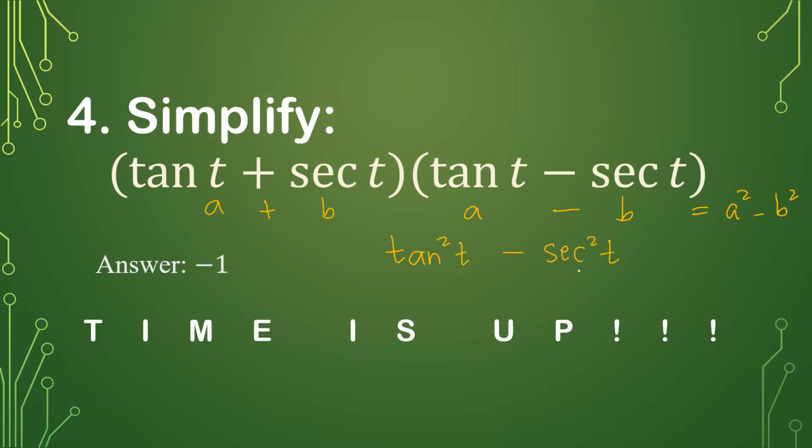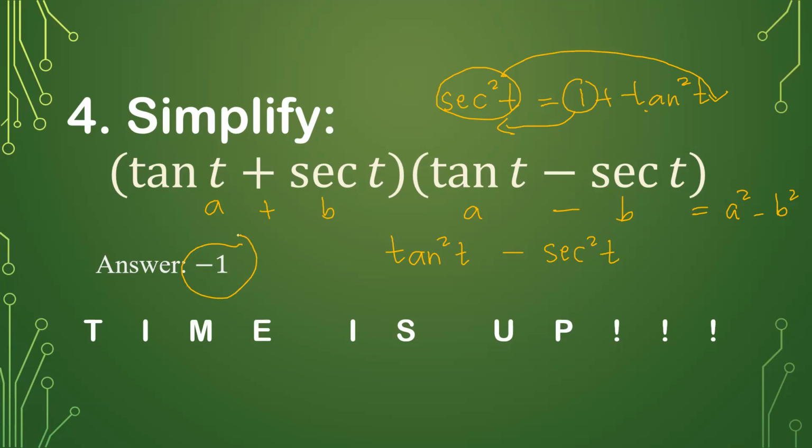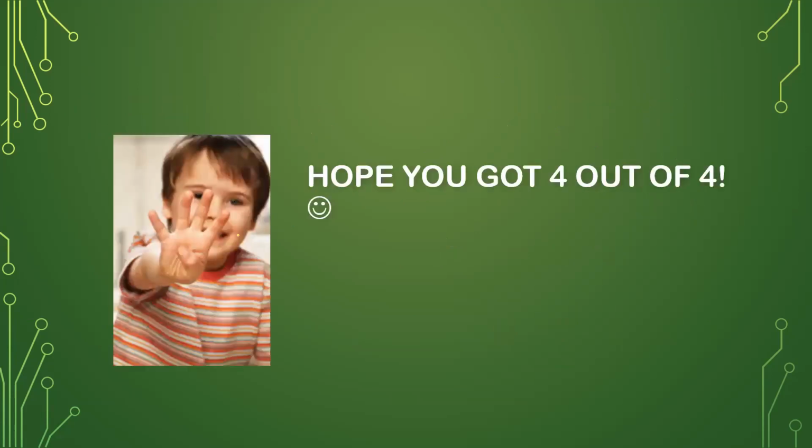O di ba sa identity natin, what is yung secant squared t is equal to 1 plus tangent squared t. Ayan, so ang gusto natin yung tangent squared minus secant squared t. So si 1, lilipat sa kabila. Ayan, para magsuswap si 1 tsaka si secant squared and the 1 becomes negative. Okay, so that's it. Hope you got 4 out of 4 in this set of exercises.